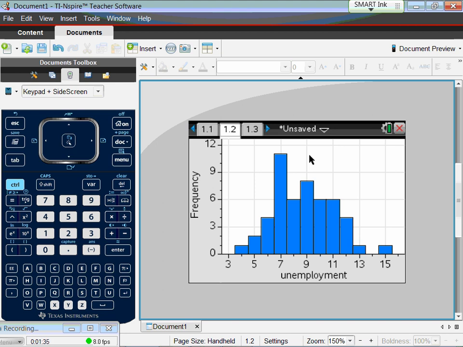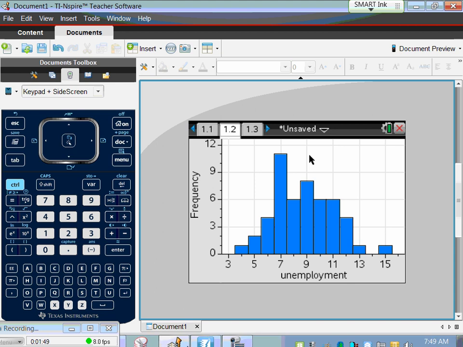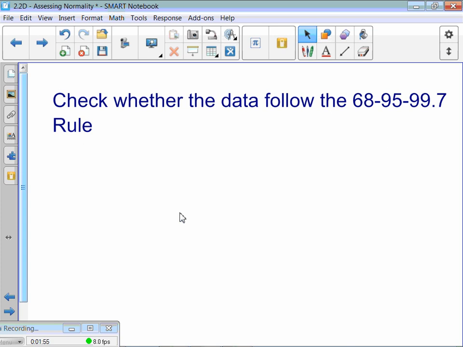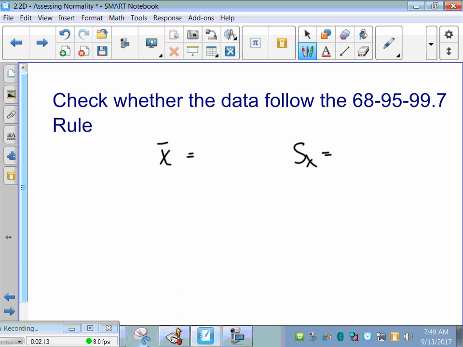All right, you guys, by looking at the shape of the graph, would you say it's roughly symmetric? Yes, I would as well. So one thing we can do is check the 68, 95, 99.7 rule. If I was going to check this, what two important things do I need to find that are not necessarily on my graph? The mean and the standard deviation. I'd have to find the mean and the standard deviation. Hopefully you remember how to do that.